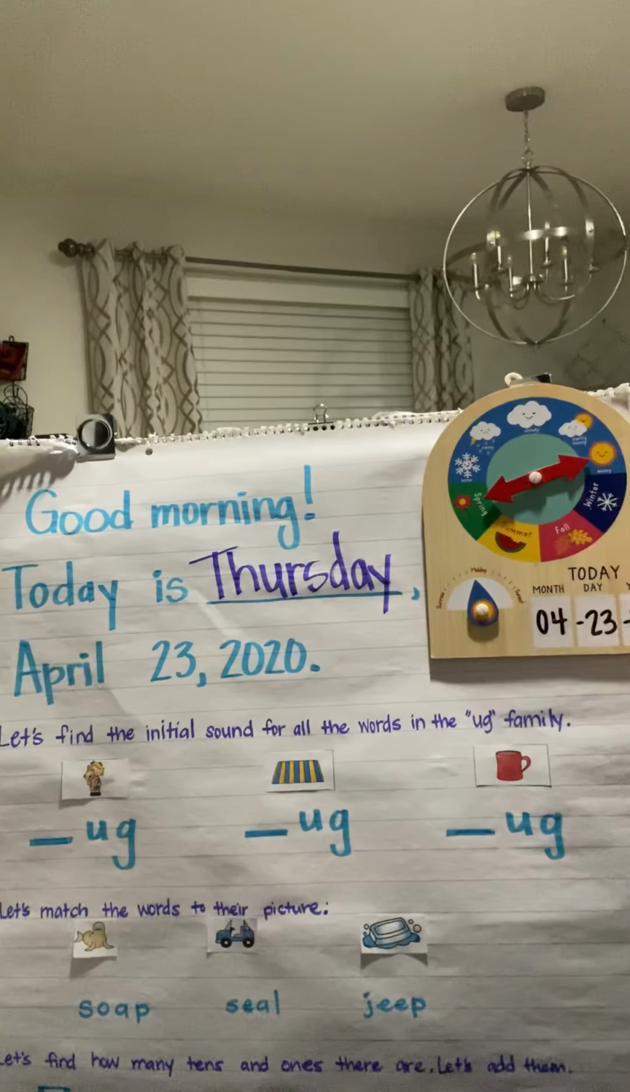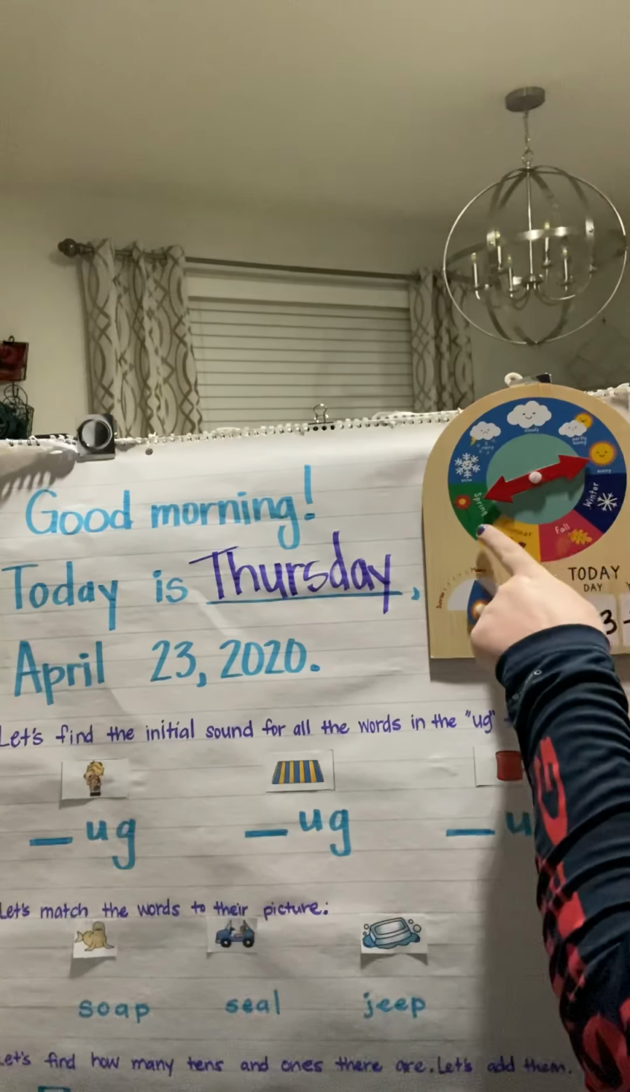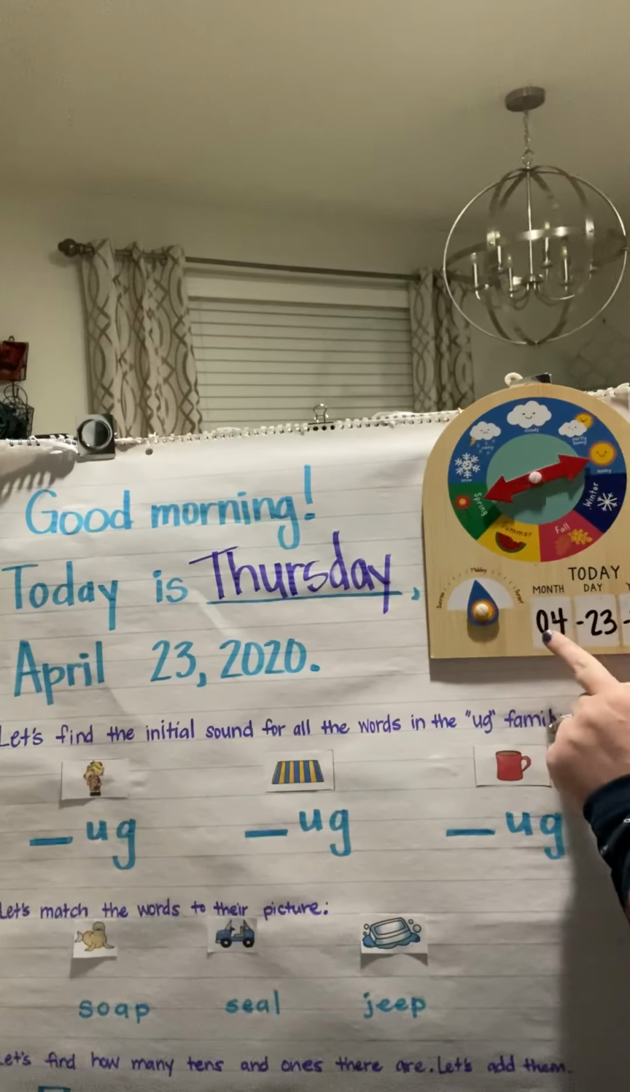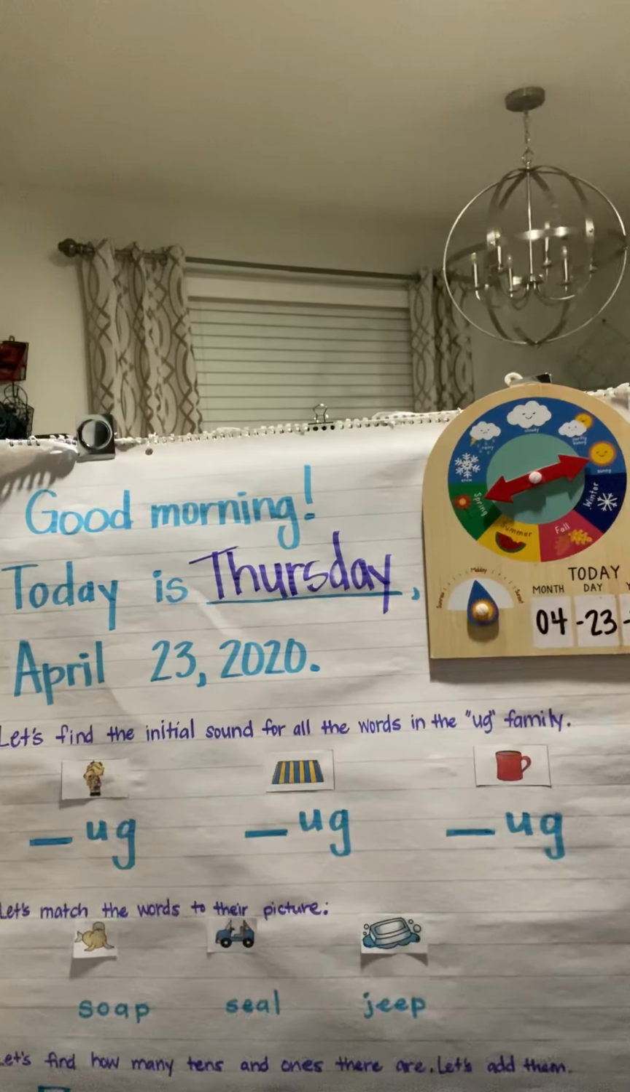And then for our weather today, it is supposed to be a beautiful day. It's supposed to be nice and sunny. Actually, it's supposed to be pretty hot. I think that we're gonna pull out the pool today. We're still inside the season of spring. And we know our digital date is 4-23-20.